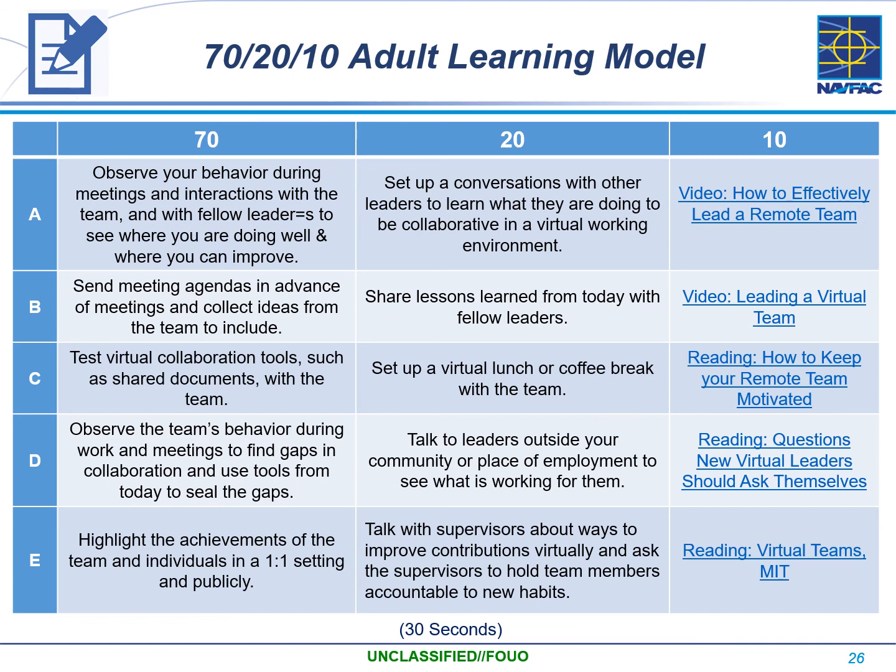70-20-10 model. Within each column, you will find 5 examples of activities that can be accomplished in each category, 70, 20, or 10. You will see that in the 10 column, there are links to videos and articles to support your learning as well as the learning of others.